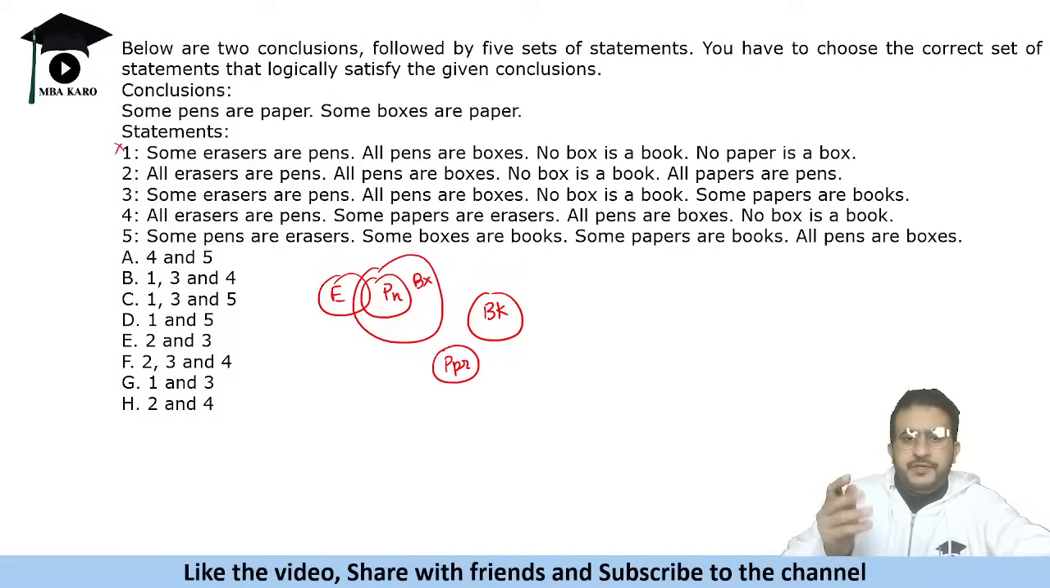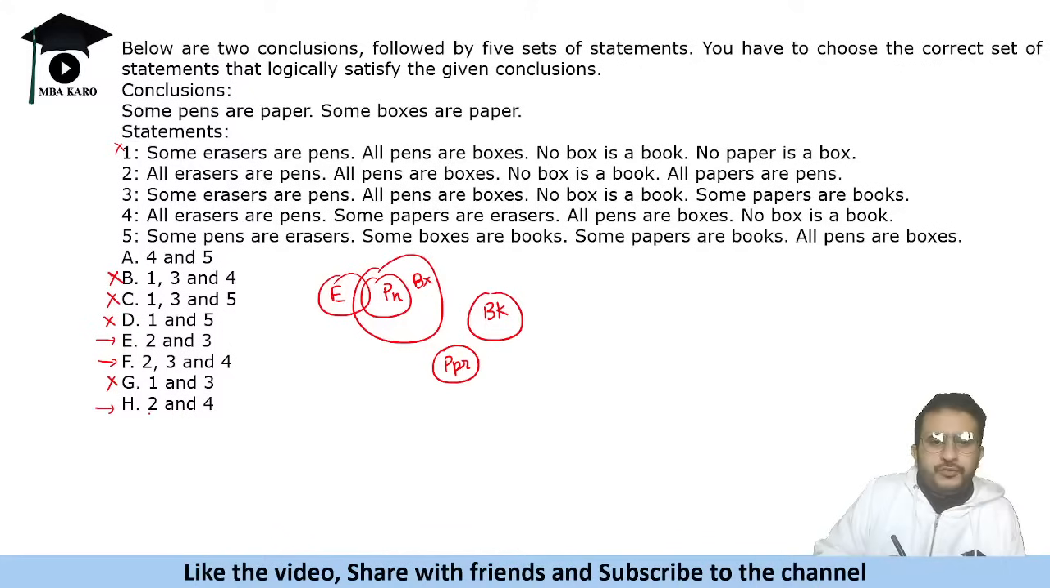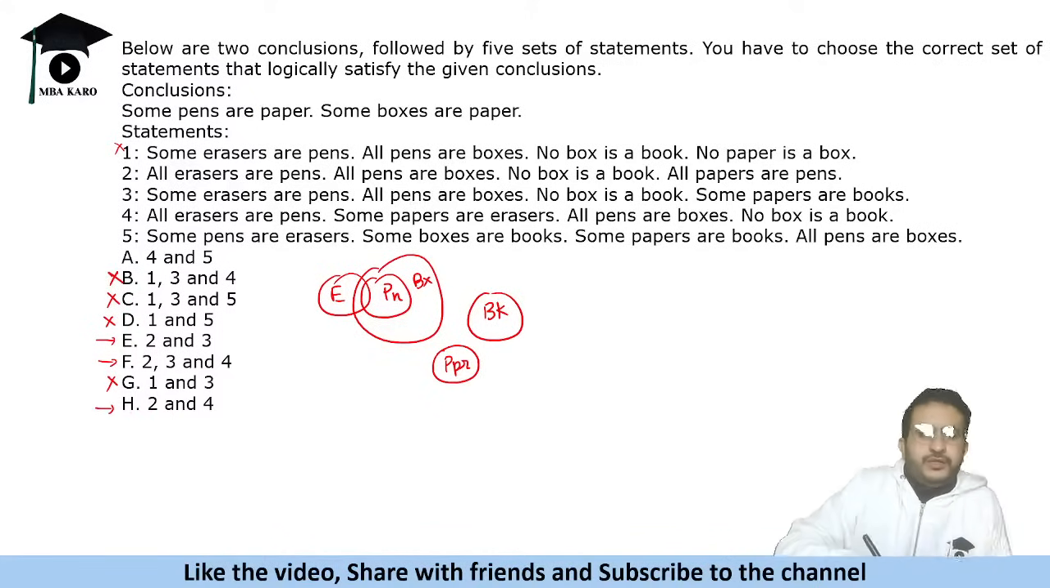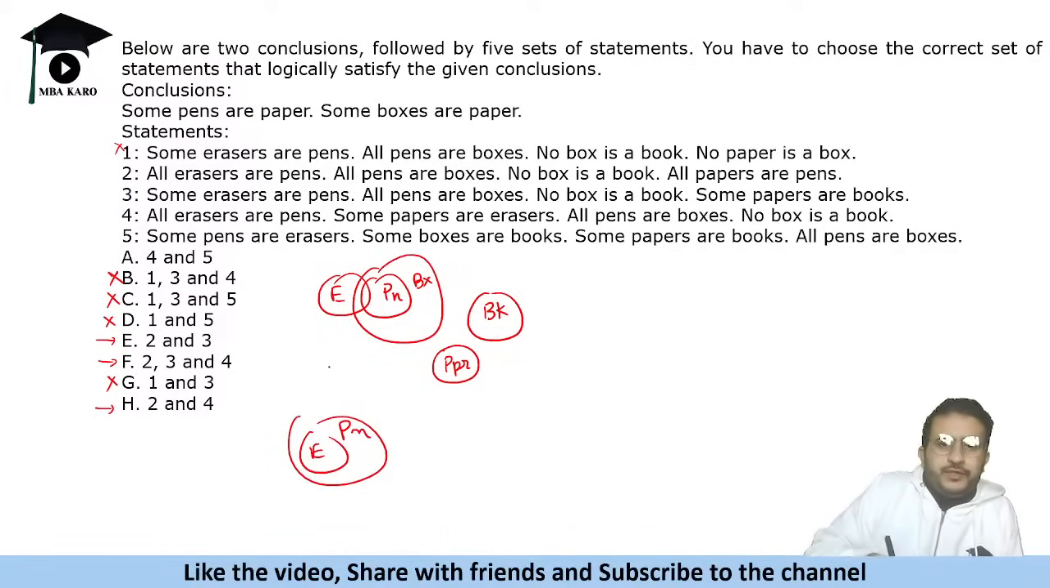Now the ideal way to attempt this question is to remove all the options that mention 1. Now what is left? 2 and 3, 2 3 and 4, 2 and 4, 4 and 5, right? Majority of the options have 2, so let us check 2. We could have checked another, but order-wise it is not necessary. All erasers are pens. All pens are boxes, so these are boxes.